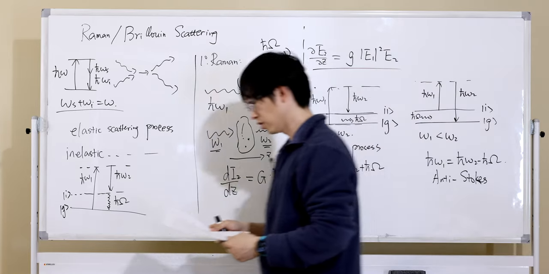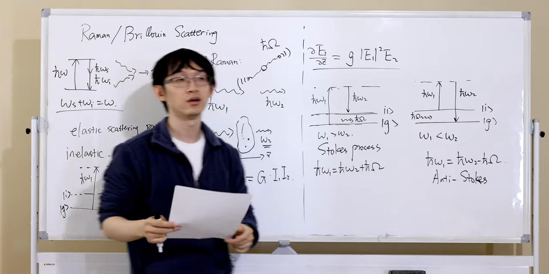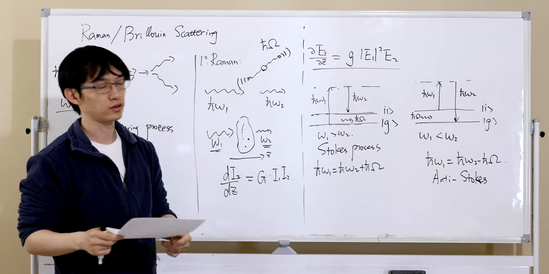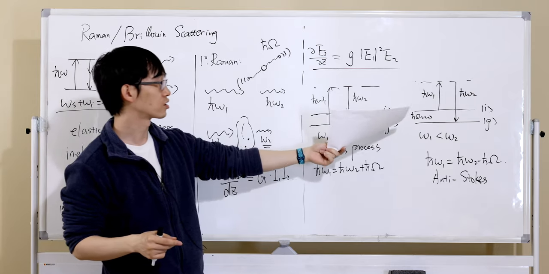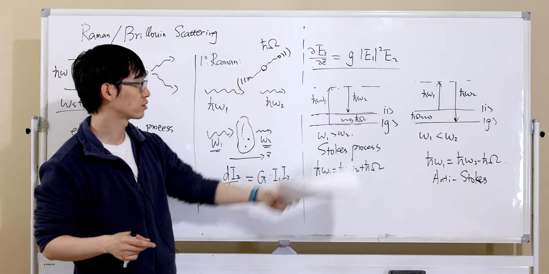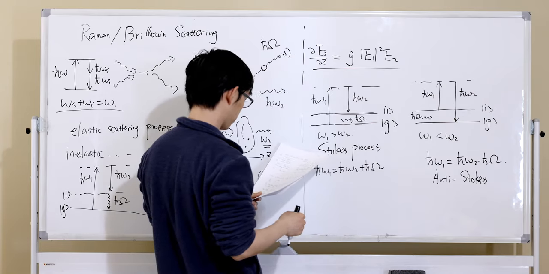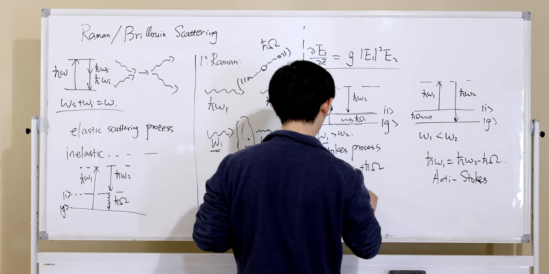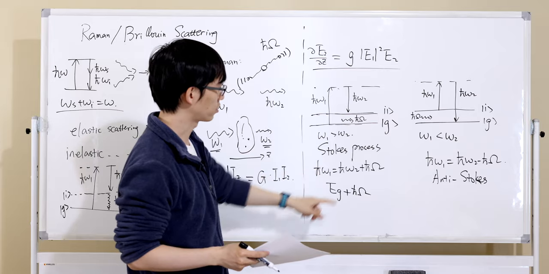So which one of these effects will happen more commonly in the material? We can analyze this from the equilibrium thought. The state where you already have some vibration in it has higher energy. We can call it E ground plus ħω. That's the energy in this higher state, and the ground state has the energy Eg.